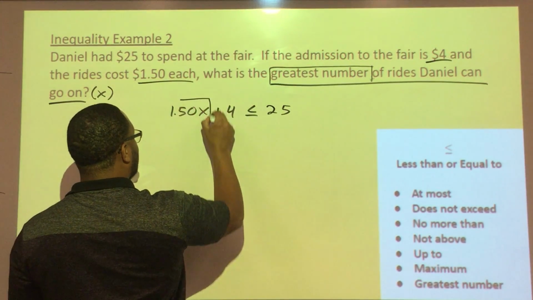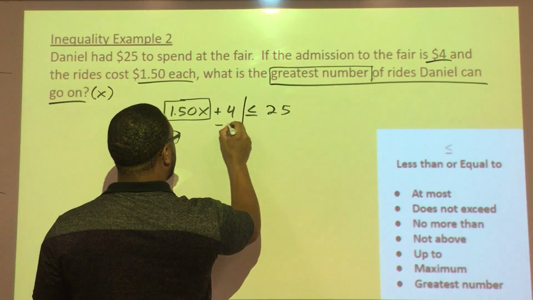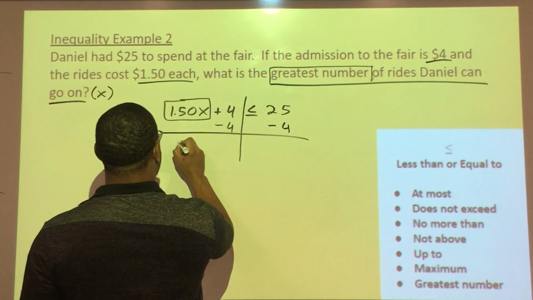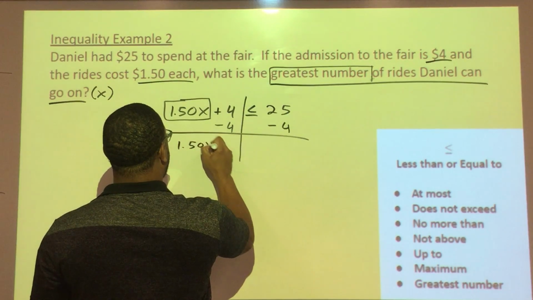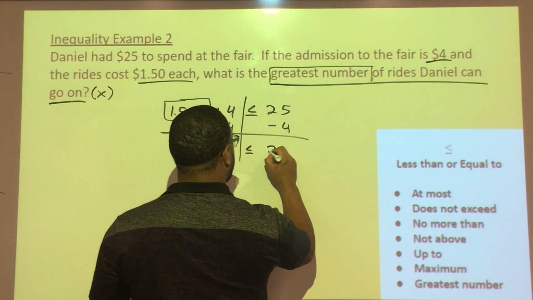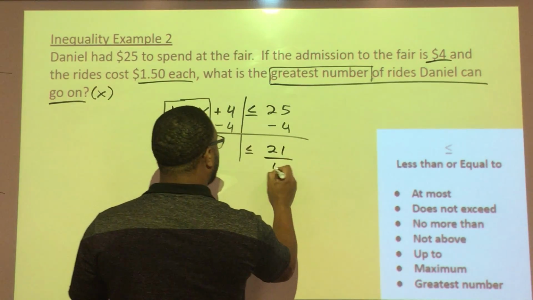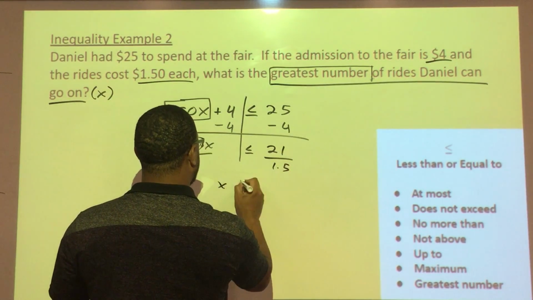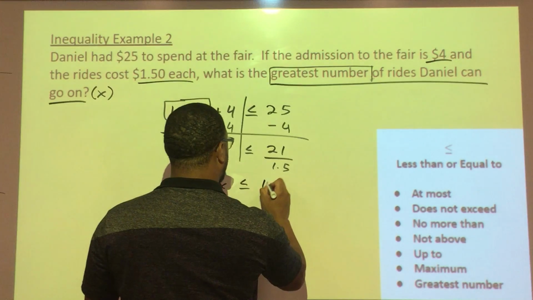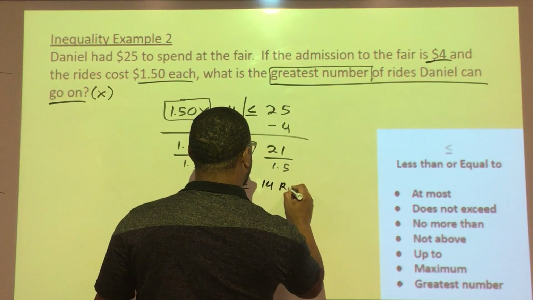And now we can go ahead and solve this one. Plus 4, we're going to do the opposite. We're going to do minus 4. And that's going to give us $1.50x is less than or equal to 21. Divide both sides by 1.5. And that's going to give us 21 divided by 1.5, 14. So the greatest number of rides that Daniel can go on is 14 rides.